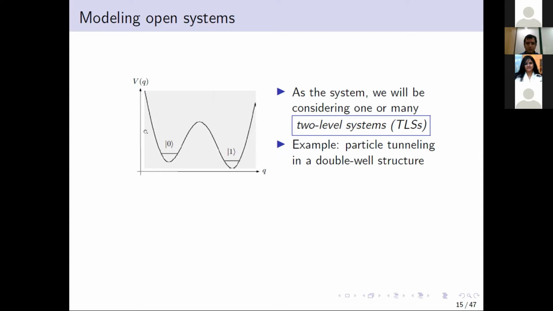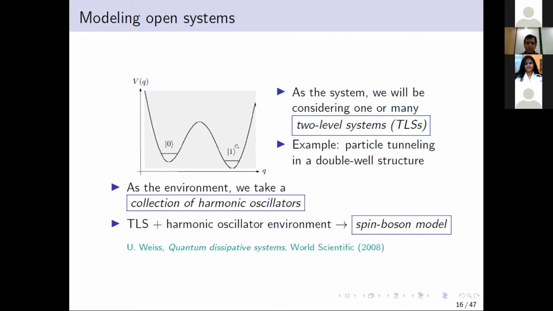Here's one physical example of a two-level system. You have a particle in a double well potential. The particle can be here, it can be here. So there are two energy states. All other energy states are at much higher energy levels compared to these levels. So effectively, the particle can be found at this energy or this energy. It can tunnel across the barrier. So it's effectively a two-level system. Of course, you can have many other physical realizations of a two-level system.